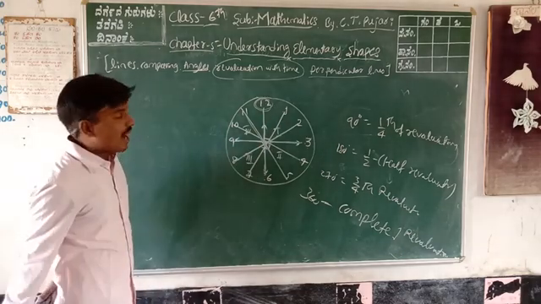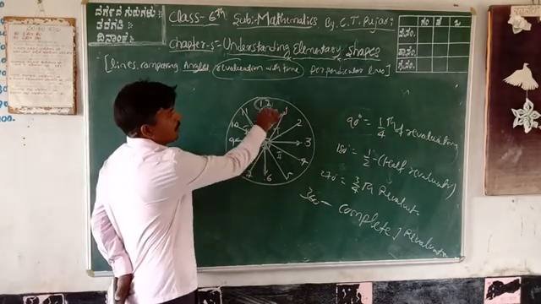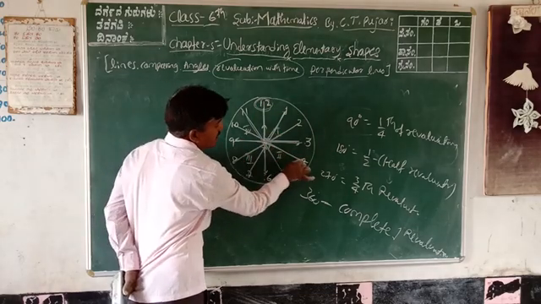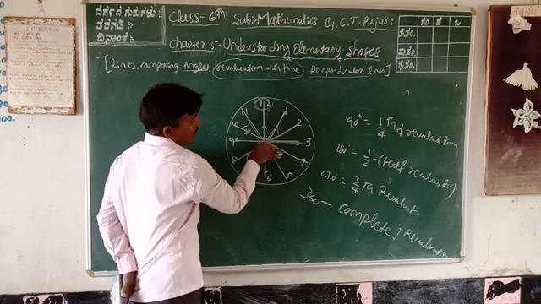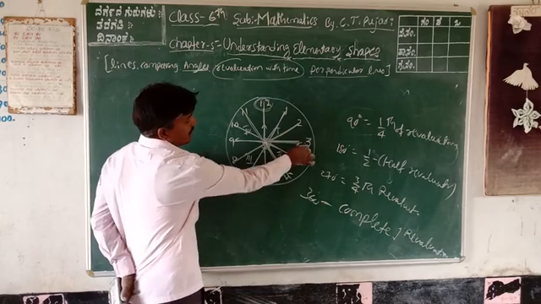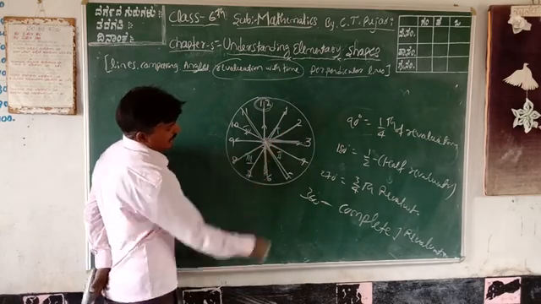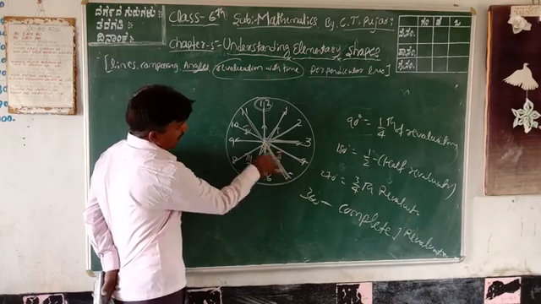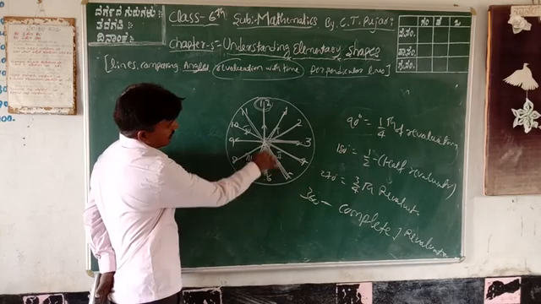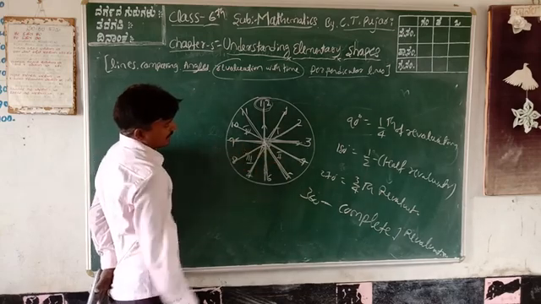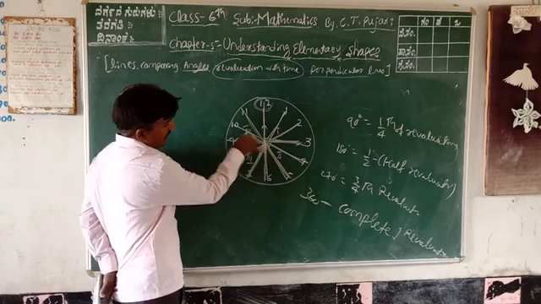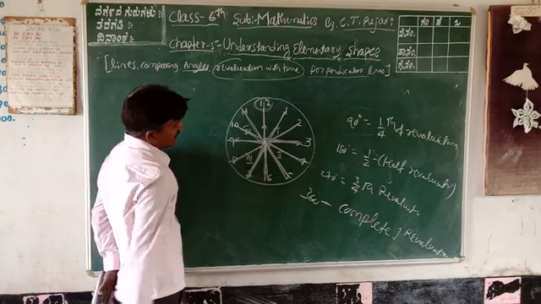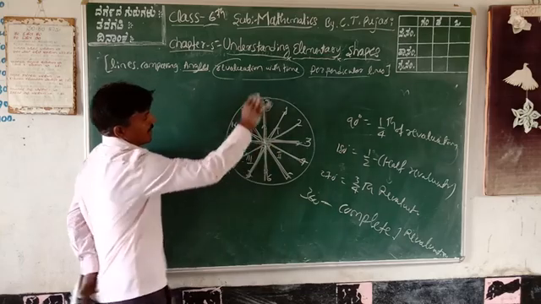But what are the 90 degrees? 12 and 3 is 90 degrees. 1 and 4 is 90 degrees. 2 and 5 is 90 degrees. 3 and 6 is 90 degrees. Next, 4 and 7 is 90 degrees. 5 and 8 is 90 degrees. Next, 6 and 9 is 90 degrees. Next, 7 and 10 is 90 degrees. Next, 8 and 11 is 90 degrees. Last, 9 and 12 is 90 degrees.